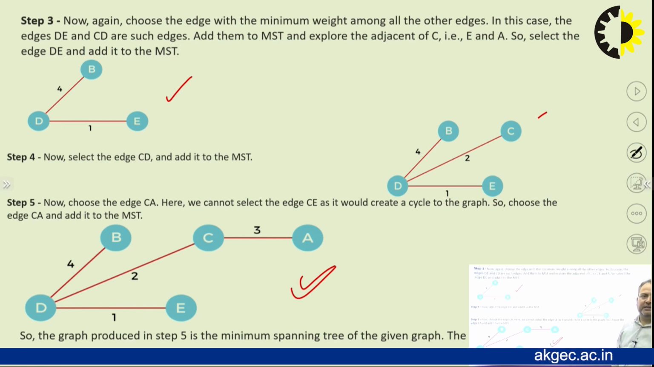So this is the process of Prim's algorithm. In Prim's algorithm, what do we do? First we identify any random vertex. From that vertex we draw the edges. We select the minimum out of the edges to ensure that there is no cycle. So this is how you find the MST.